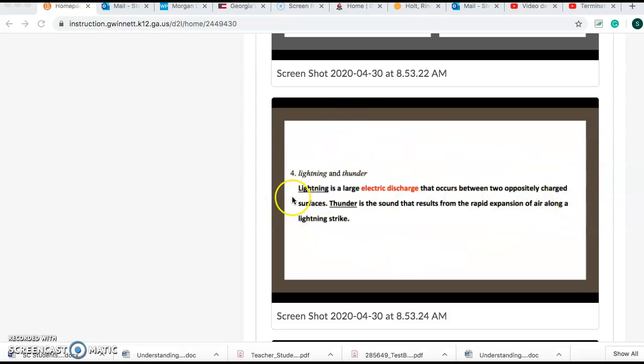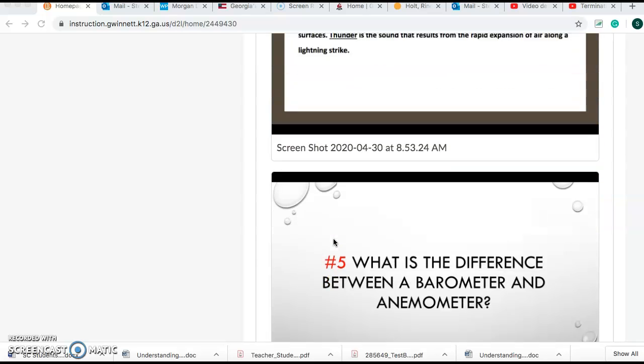So this is all I want you guys to write down. This right here. Number 4. Lightning is a large electric discharge. That's what you need to know. Lightning is a large electric discharge that occurs between 2 oppositely charged surfaces. Thunder is the sound that results from the rapid expansion of air along a lightning strike.